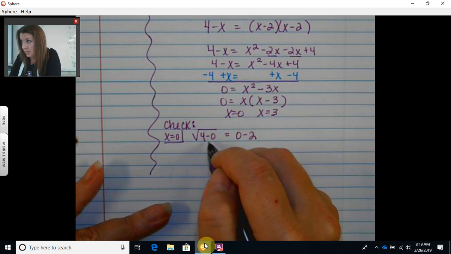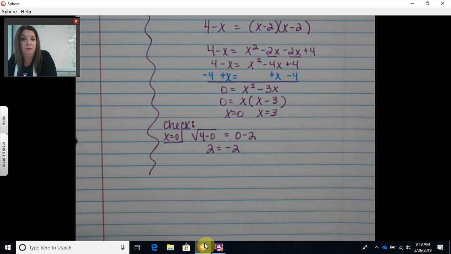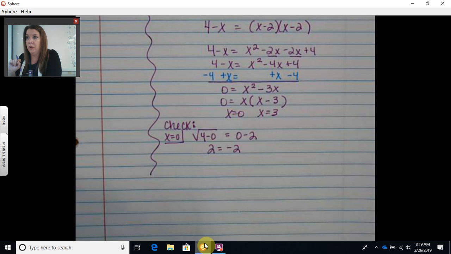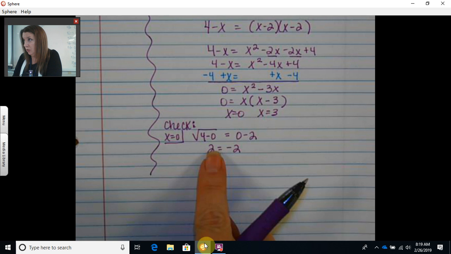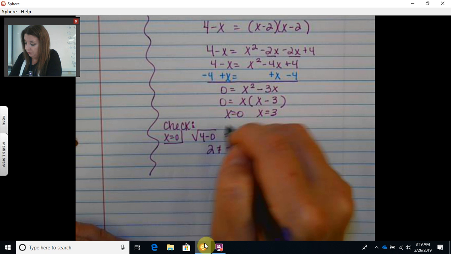So 4 minus 0 is 4. What's the square root of 4? 2 equals negative 2. Is that true? No. Now I know that the square root of 4 can be a positive 2 or a negative 2, but when you're checking radical equations, you only take the positive square root, okay? 2 does not equal negative 2, so 0 is what? Not extreme. It's extraneous.